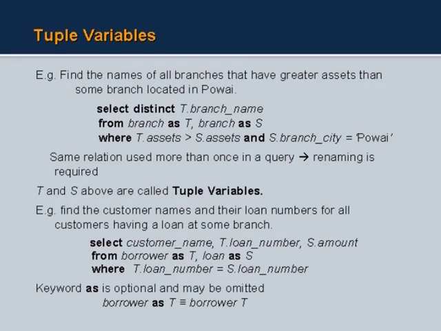So you can use these tuple variables anywhere you want. Sometimes it's useful to avoid long relation names. So in this case, we have said borrower as T, loan as S. And now you can say T dot loan number, S dot loan number, instead of typing the whole borrower dot and loan dot.